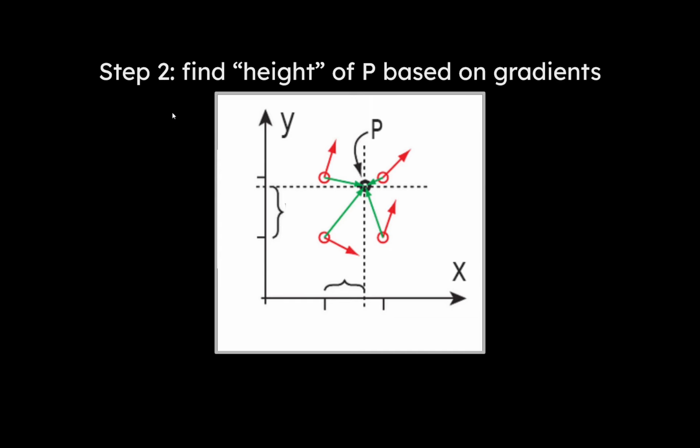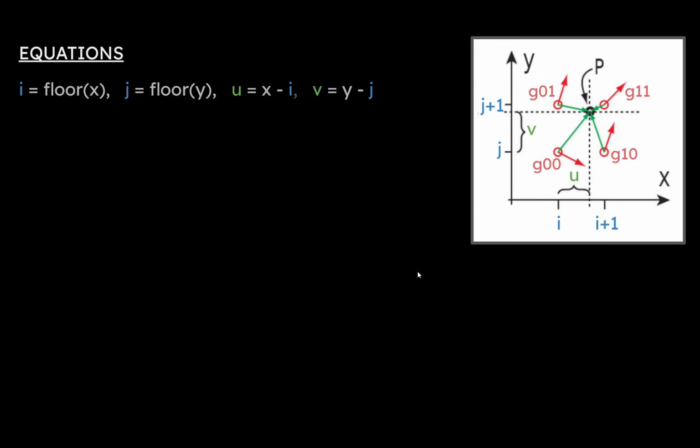So step 2 is finding the height of any given point based on its x and y position within the cell and the gradients surrounding it. So let's start by defining some basic values. Let i and j be the x and y of the cell which the point is in. We can find that by using the floor of x and the floor of y. So we're saying that each cell has a width and height of 1. Then we'll let u and v be the x and y of the point within the cell.